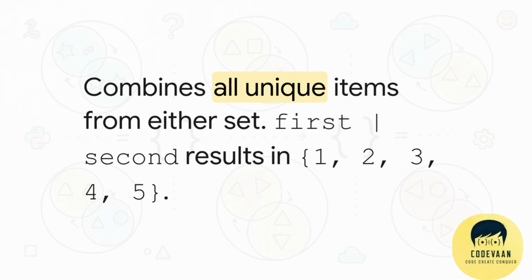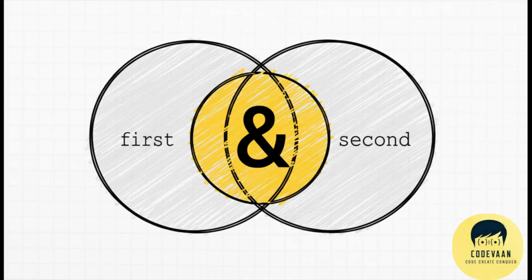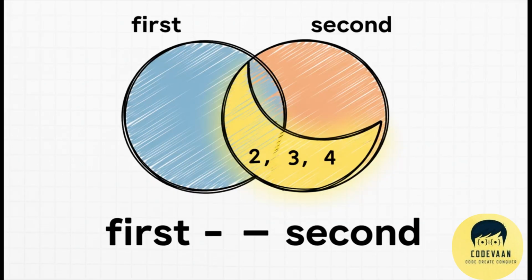It's the everything set. Next up is intersection, and for this, we use the ampersand. This operation is all about finding what the 2 sets have in common, the overlap. It gives you back a new set with only the items that exist in both first and second. In our case, that's just the number 1. And finally, there's difference, which just uses a minus sign. This finds what's unique to the first set. It gives you the items that are in first, but are not in second. Now, the really important thing here is that order matters a lot. First minus second is totally different from second minus first.